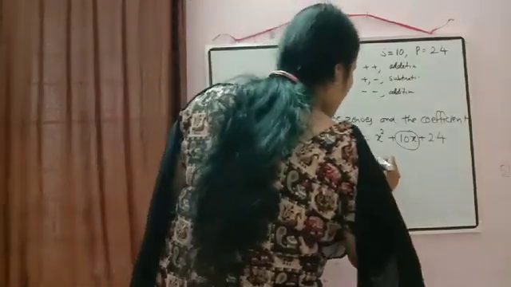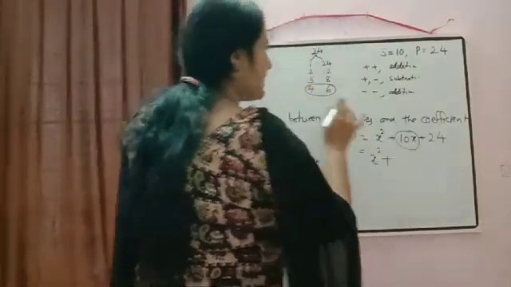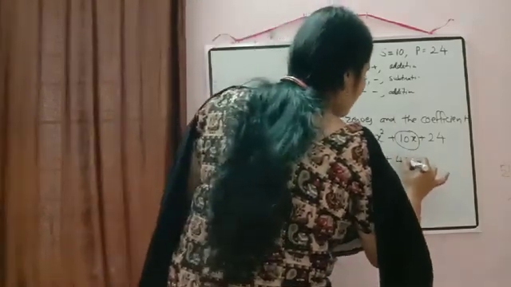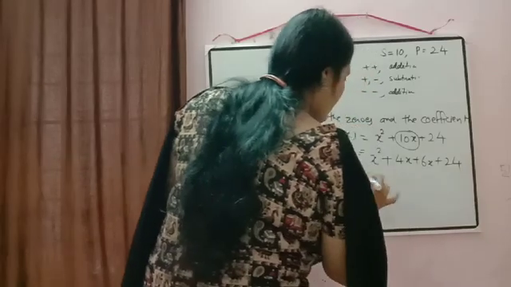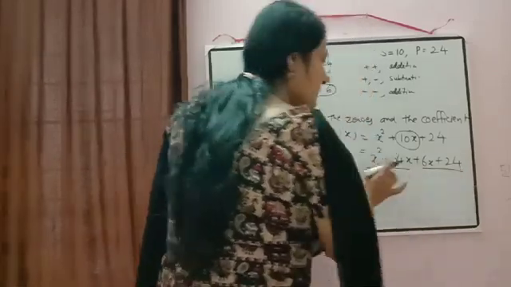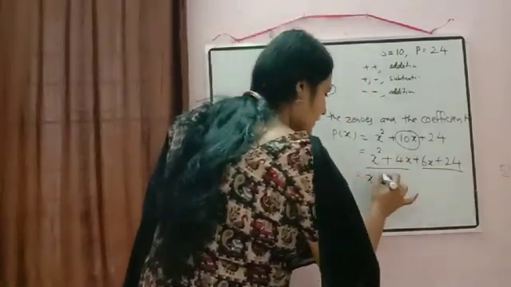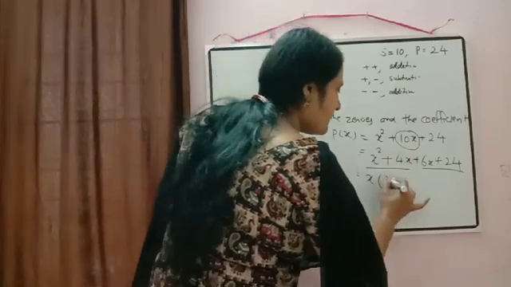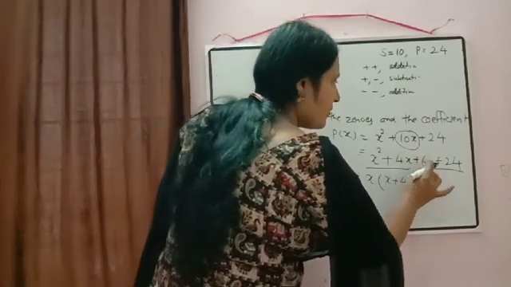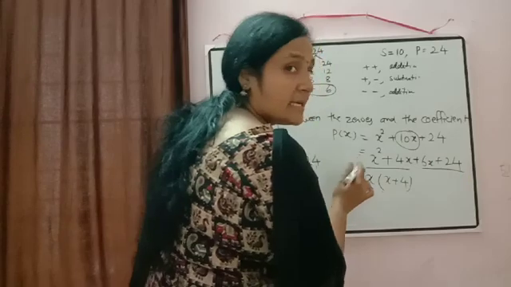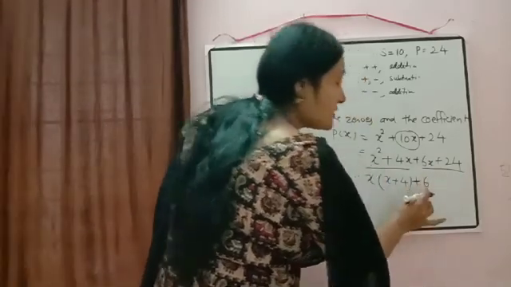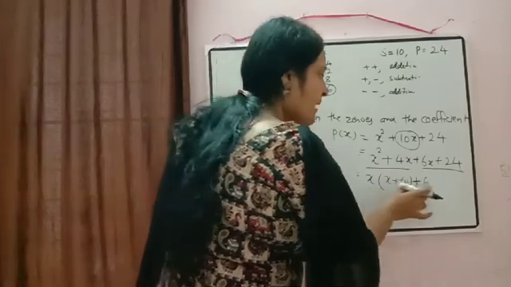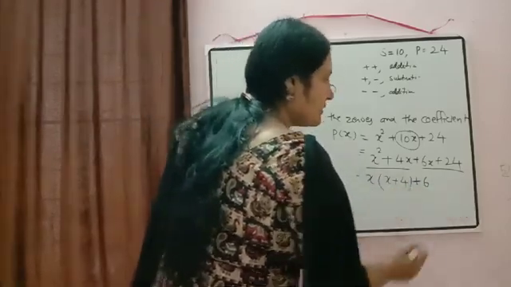So we will write down here x square plus 10x can be written as 4x plus 6x plus 24. Now the common factor in these two terms is x, take it outside. What will come inside the bracket? x plus 4. Common factor in these two terms is 6, so plus 6 should be written there.